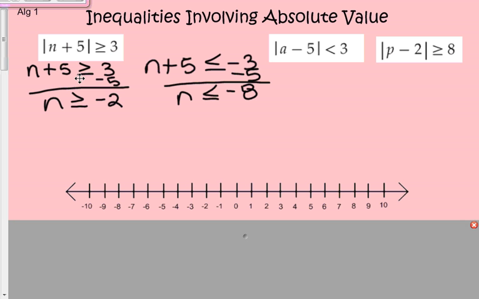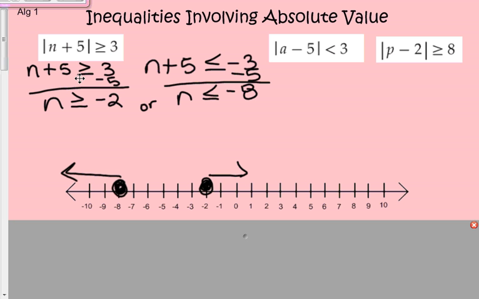And once you have both answers, go down and graph it. So we're going to have greater than or equal to negative 2. So we're going to find negative 2. We're going to put a circle. The bar is under it, so we'll fill it in. And greater than means we're going to go that way. Then we're going to find negative 8. And we're going to put a circle around it and fill it in again because it's equal to. But it's less than, so we're going to go this way. So what you have is an or situation. It's either this or that could be your answers.